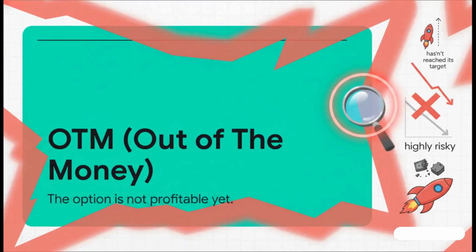Okay, let's swing over to the opposite side of the spectrum, OTM, or out of the money. This is our red zone. An OTM option is one that just isn't profitable yet. It hasn't hit its target. Because it doesn't have any of that intrinsic value we just talked about, it's essentially a lottery ticket. You're just hoping the market makes a massive move your way. Because of that, they are super, super cheap to buy. But listen, do not let that cheap price tag fool you. That cheap price means it is highly risky.